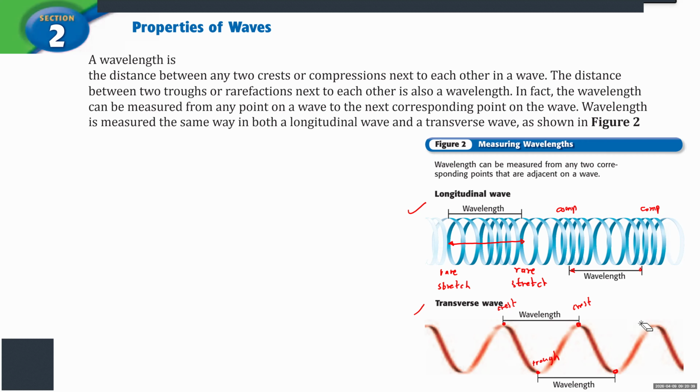The distance between identical points, respectively, meaning the same point respectively. This is the definition of wavelength.